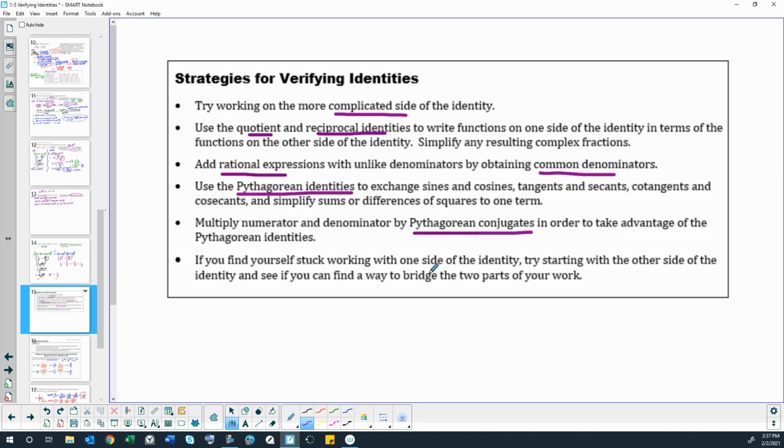If you find yourself stuck working with one side of the identity, try starting with the other side of the identity and see if you can find a way to bridge the two parts of your work.